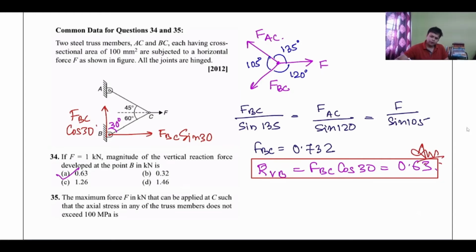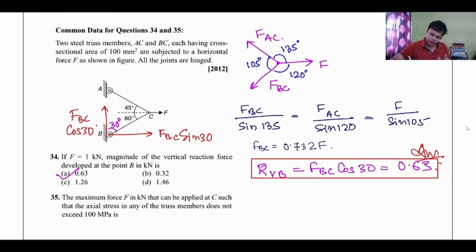Right. Question number 35, if you see, this is a continuation. This is actually a question from strength of materials, but it is not a big deal. We can solve it here. Also, the maximum force in kilonewton that can be applied at C such that the axial stress in any of the truss member does not exceed 100 megapascal. Now, if you clearly see, FBC is equal to 0.732 F. Let me write F here so that it becomes easy for you to understand. In the first question, F is given as 1 kilonewton.